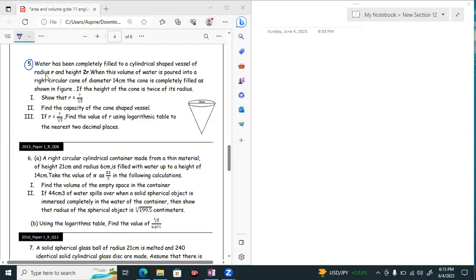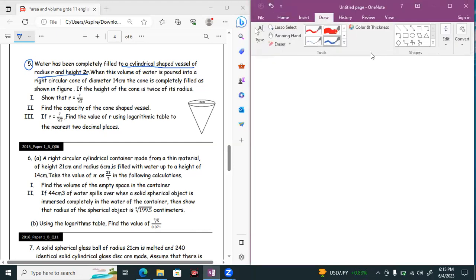Okay, then let's see. Water has been completely filled to a cylindrical shaped vessel of radius r and height 2r. Then here they have mentioned about the measurements of the cylindrical shaped vessel. That means measurements of a cylinder, no? Cylinder එක measurements තමයි මේගොල්ලෝ මේ ගානේ initially අපිට දීලා තියෙන්නේ.